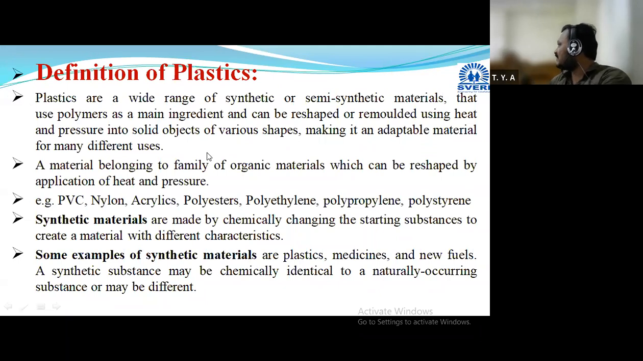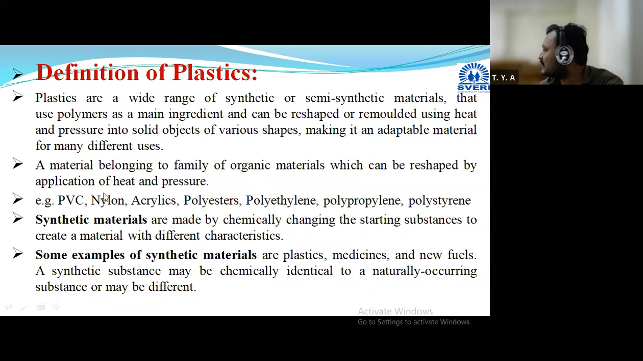I will repeat it or summarize it. Plastic is a synthetic or semi-synthetic material. Okay, means some small chemical changes we are making in it, and after that we can give desired shape and size using different methods. Okay, and this word is very important: it can be reshaped and remolded using heat and pressure or a combination. That will be considered as plastic.